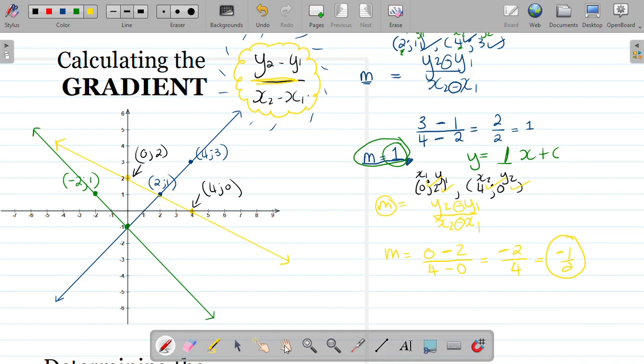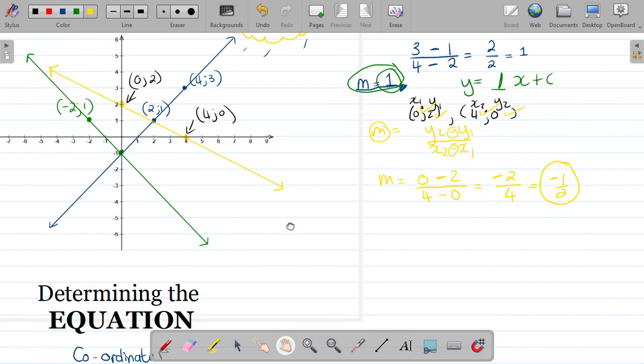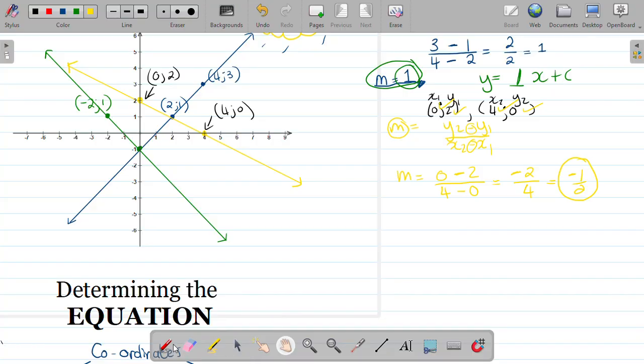Okay, if you like, you can pause the video and you can do the one in green, which I'm going to do now. Okay, so let's do that again. So the gradient is equal to y2 minus y1 over x2 minus x1. We go and we get our coordinates. So this coordinate's over there and this coordinate's over here. Remember what I said? It doesn't matter which order you write it in. I just want to emphasize that in case you are wondering.